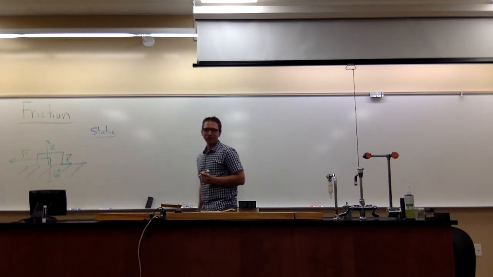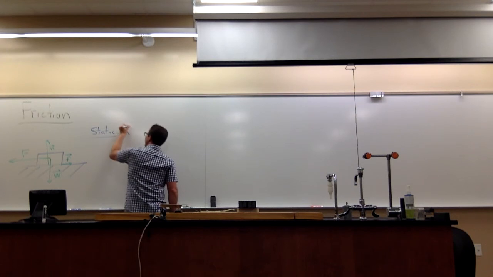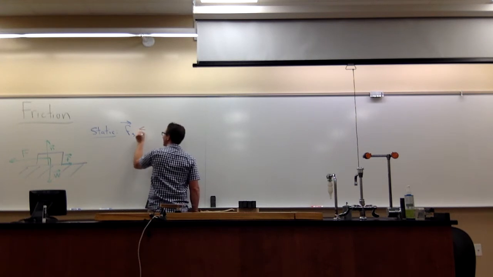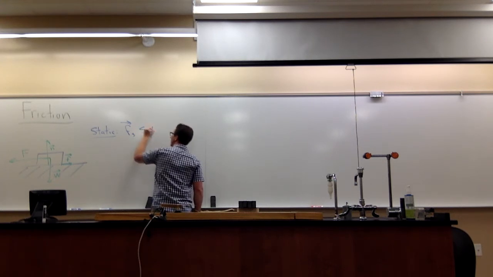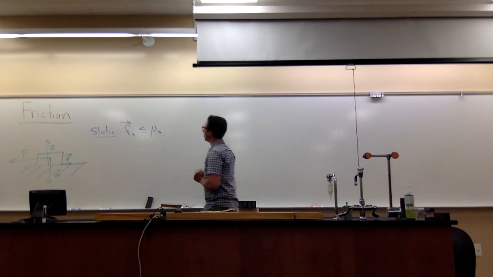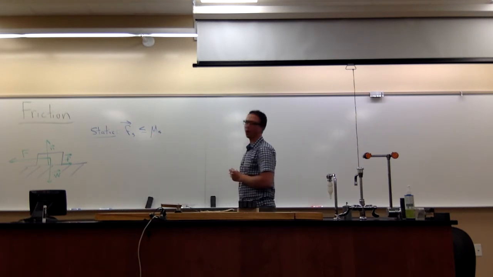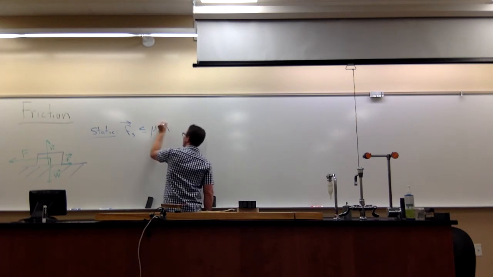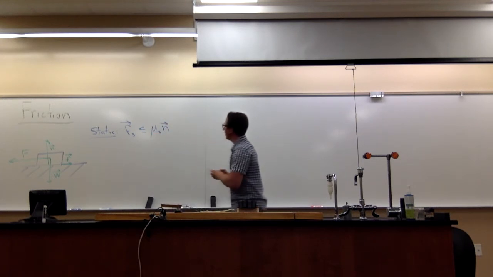And static friction, which is lowercase f subscript s, is less than or equal to mu s, which this quantity right here we call the coefficient of static friction, times the normal force, n. All right, let's look at a couple features of this equation.